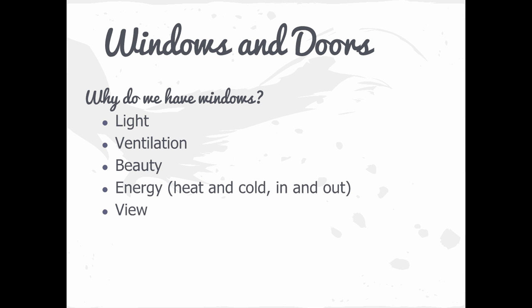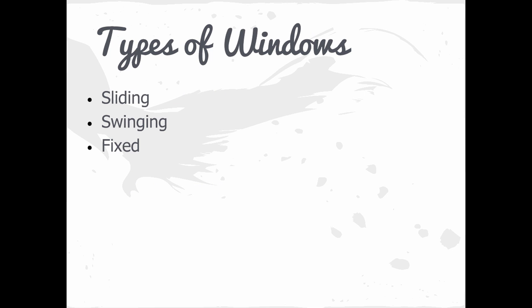So, in essence, windows and doors. Why do we have windows? Well, you have windows in a home because you need light, so you can look outside. It creates illusions in rooms. It also helps with ventilation. It adds beauty because you can see the outside. It provides energy, heat and cold in and out. And it provides a view depending on obviously where the windows are placed.